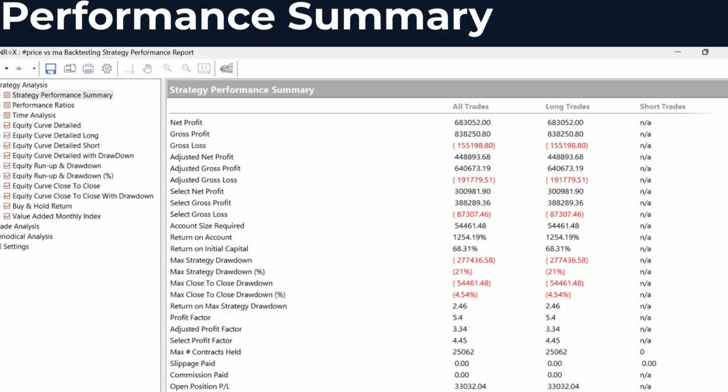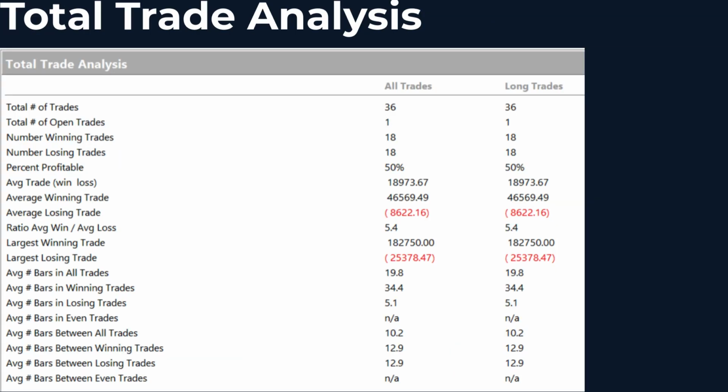Moving on to the total trade analysis. Total number of trades taken were 36. Number of winning trades 18. Number of losing trades was also 18. So which means that the strategy was 50% profitable. Now pay attention to the average win-loss ratio. Here, the strategy has an average winning trade of 46,000 and an average losing trade of 8,600. That gives us a ratio of 5.4. That is a great win-loss ratio for any system.